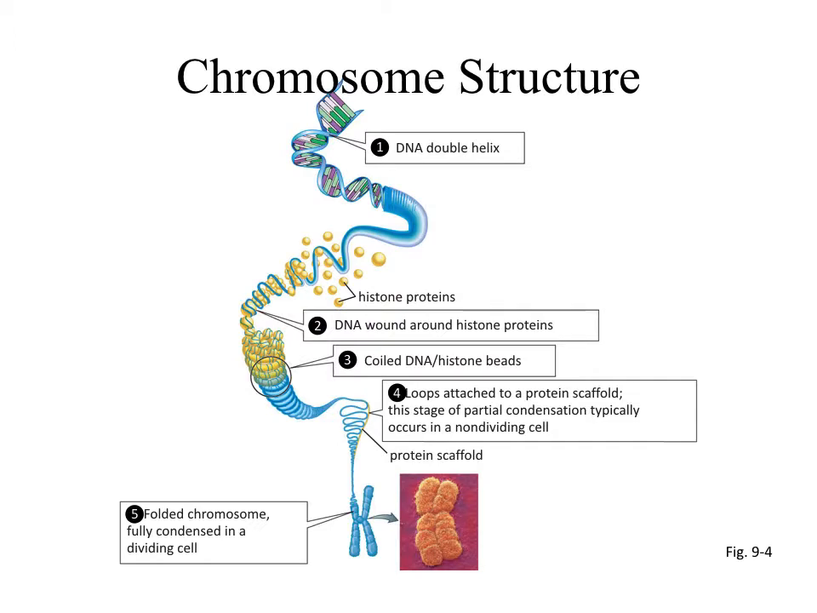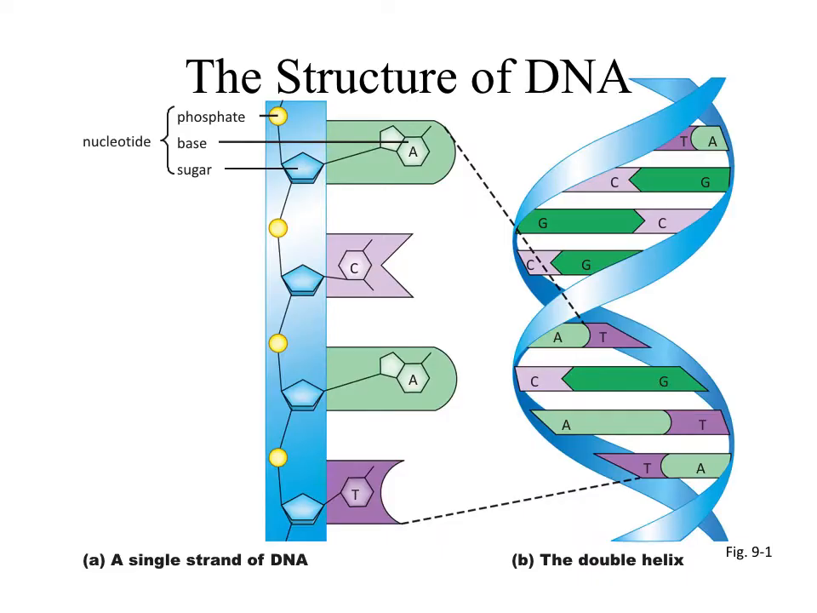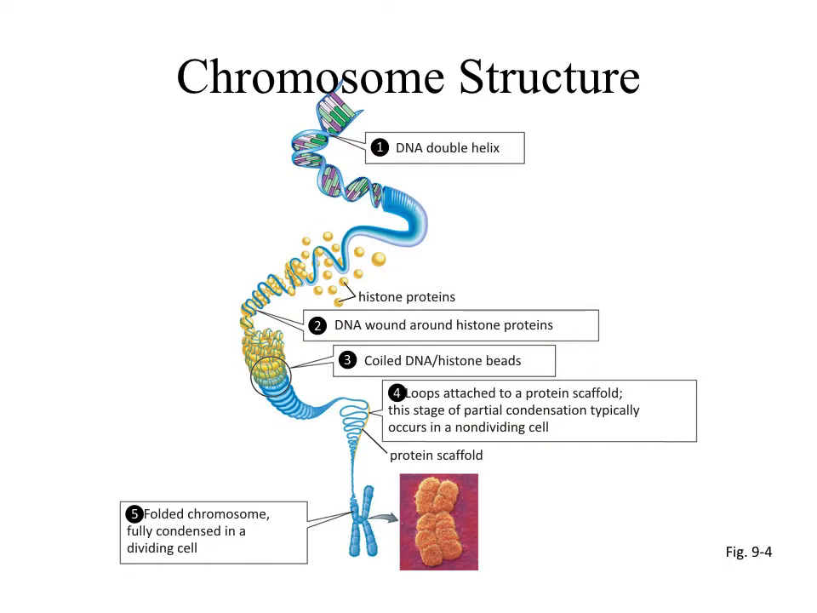And when it's unwound, we generally see it like so, but once it's wound over and over and over itself, it's then called a chromosome. And so this diagram shows how it's wound over and over itself using histone proteins and coiled several times.